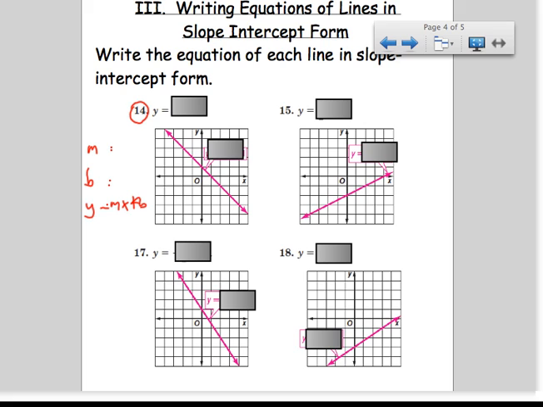Okay, now it's time for independent practice. What I'd like you to do is identify the slope and y-intercept for each of these equations. And then you're going to, in part B, match each graph with its equation. So let's call this graph A, this graph B, this graph C, and this graph D. And your job is to match them with its equation. Good luck.